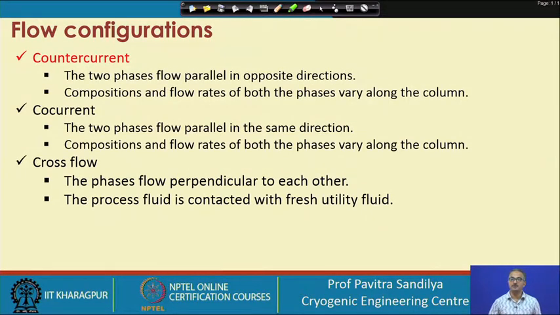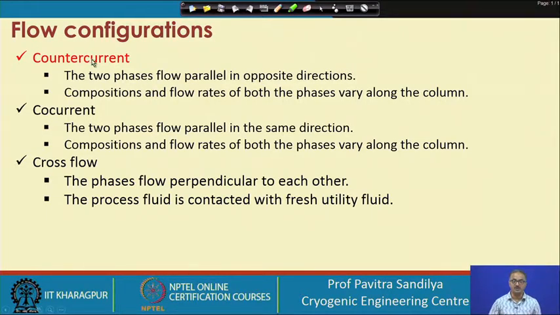Now there could be various flow configurations, that means how those two phases are flowing with respect to each other. So we can have counter current flow, we may have co-current, or we may have cross flow. This is analogous to what we learned in the heat exchangers. There also we have similar kind of flow configurations.